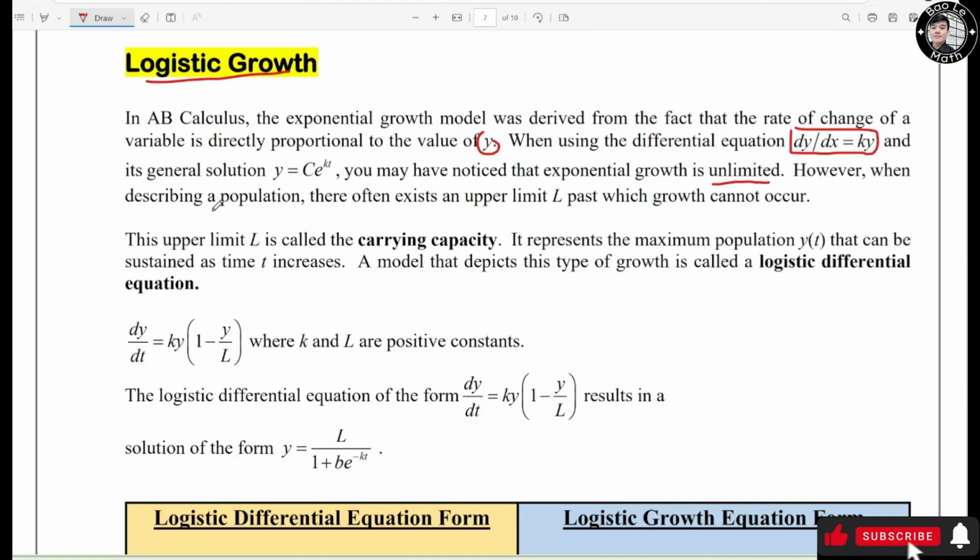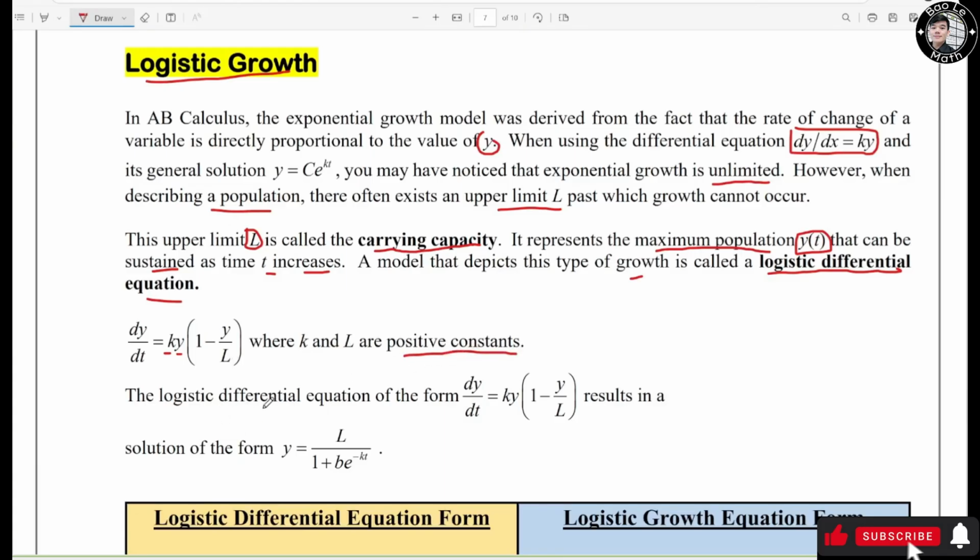However, when describing a population that often approaches an upper limit L, past which growth cannot occur, this upper limit L is called the carrying capacity. It represents the maximum population y of t that can be sustained as time t increases. A model that depicts this type of growth is called a logistic differential equation: dy over dt equals k times y times (1 minus y over L), where k and L are positive constants.